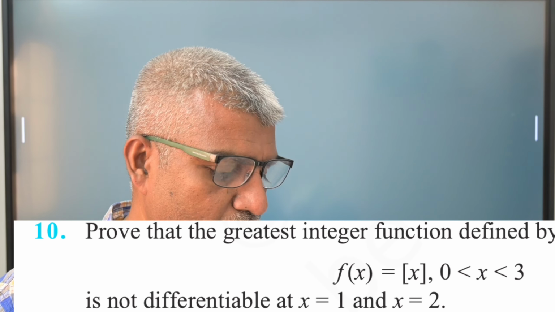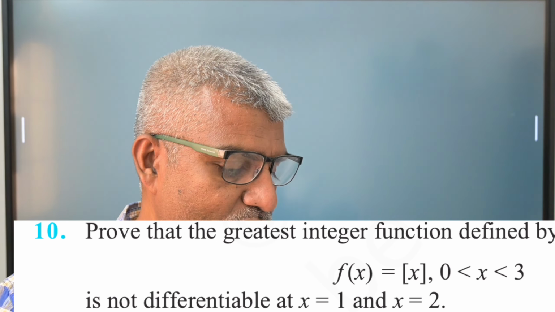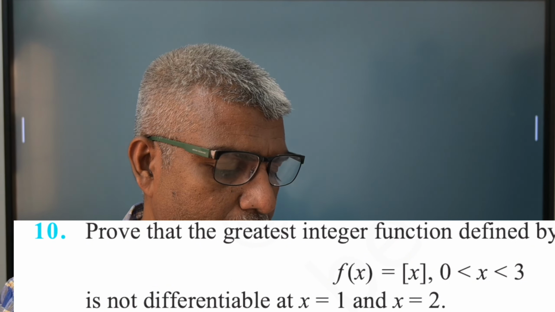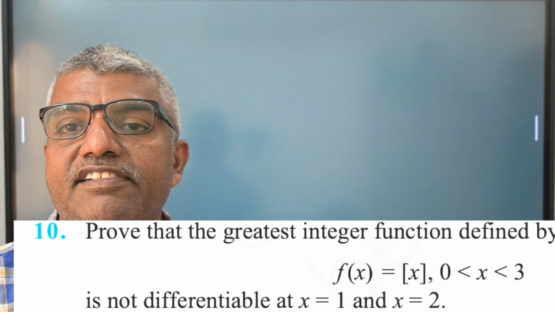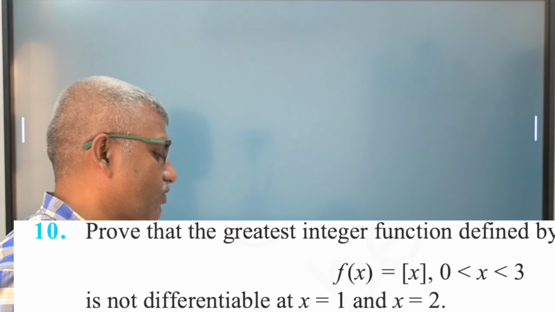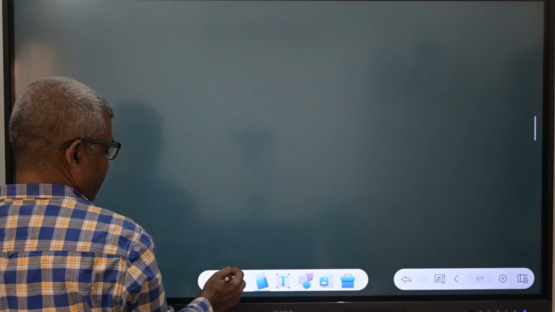Welcome to Sheik Math Academy. In this lesson, we are going to see CBSE Grade 12 Maths Exercise 5.2, question number 10. Look at the question. Prove that the greatest integer function defined by f of x equal to the greatest integer of x, where x is between 0 and 3, is not differentiable at x is equal to 1 and at x is equal to 3.